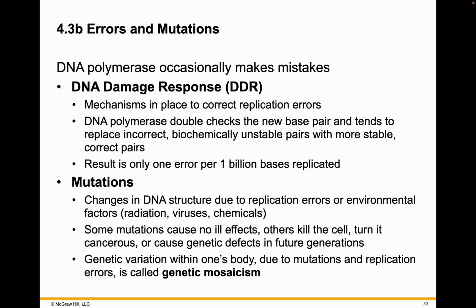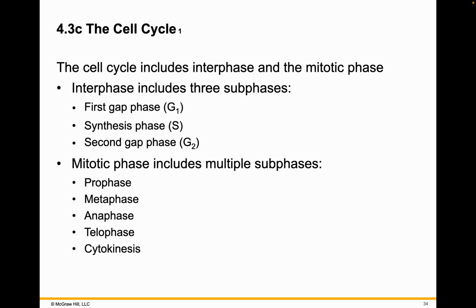Those changes are known as mutations. They can be due to replication errors. They can be due to environmental factors. Some mutations cause no effect. Most mutations are detrimental mutations, and some mutations are favorable mutations. Genetic variation within one's own body due to these mutations and replication errors is called genetic mosaicism, because you have different DNA in those cells that result from that cell that made a mistake copying.